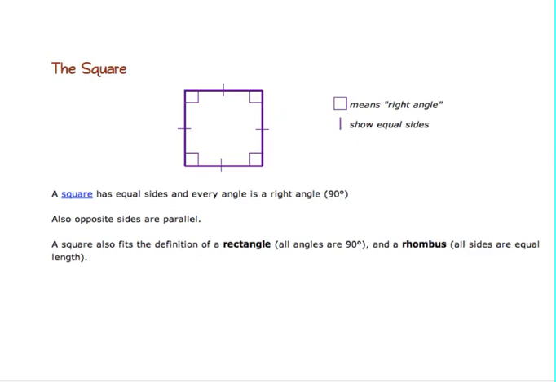Here we have the square. A square has all sides the same size. The opposite sides are parallel, and in the corner it's for sure a 90-degree angle. The square could also be a rectangle because of how the definition is. And it could also be a rhombus because all the sides are equal in length, but it doesn't have two opposite angles that are different like we showed you in the last slide.